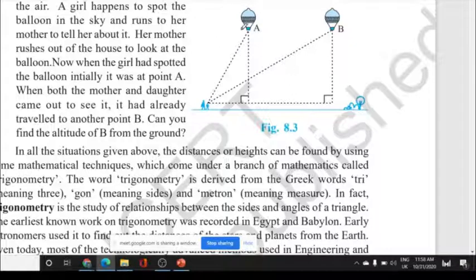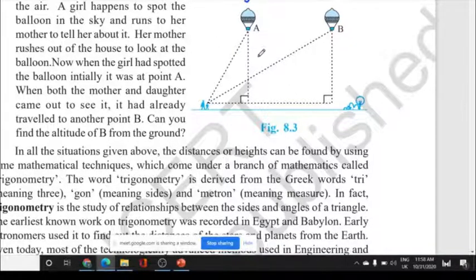Now the third part, this type of question comes again and again. Suppose a hot balloon is flying in the air. This is a hot balloon. Balloon is flying on its own. Let it be balloon or kite or whatever. Now a girl is walking with her mother and she spots a balloon at position A. After some time, what does she see? The balloon has already floated and it has reached the position B. So the girl is looking at first at A and then after some time she is seeing it at B. Now the question is, can you find the altitude of B from the ground? This height, can you find this height? That is the question. How high is the balloon?